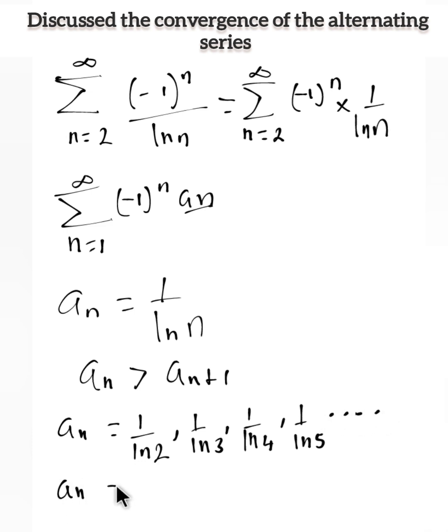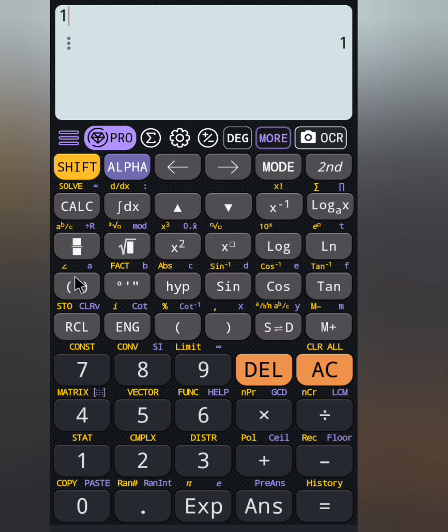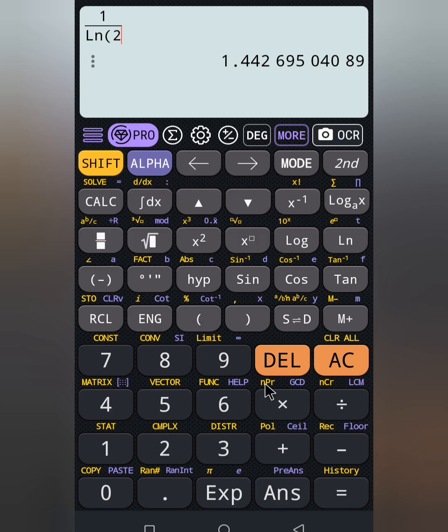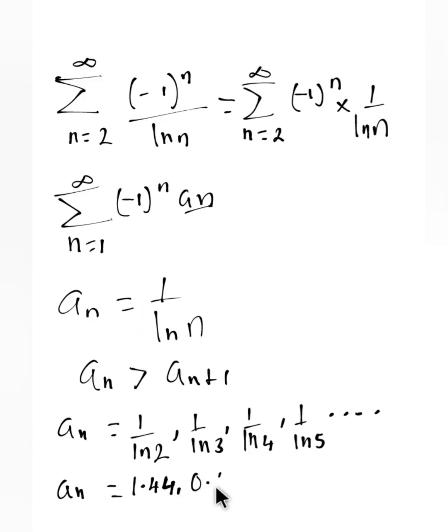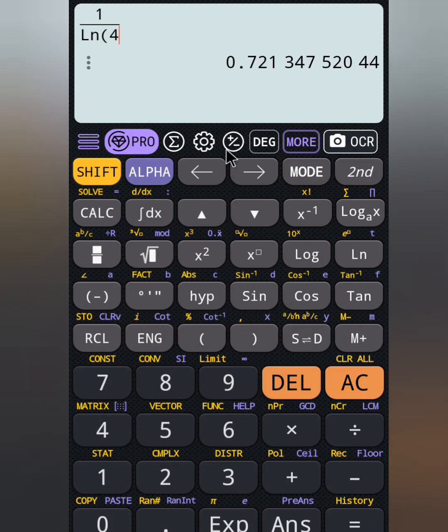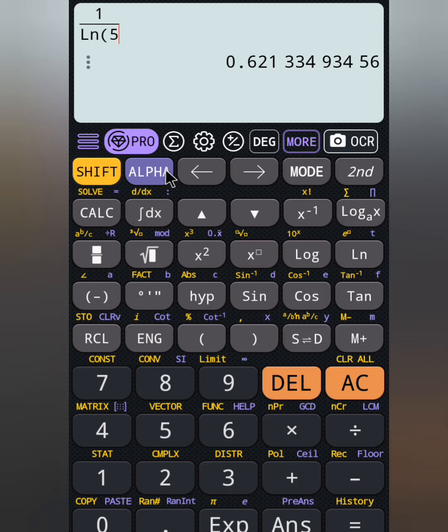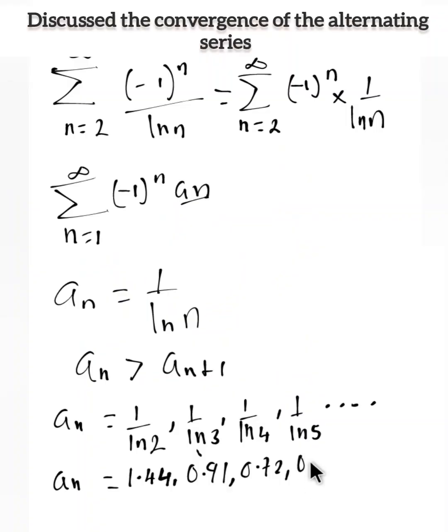So an is equal to 1 over ln 2. The answer is 1.44. So the second term is 1 over ln 3, which is 0.91. The next term, 1 over ln 4, is 0.72. The next is 1 over ln 5, which is 0.62, and the list keeps on going.